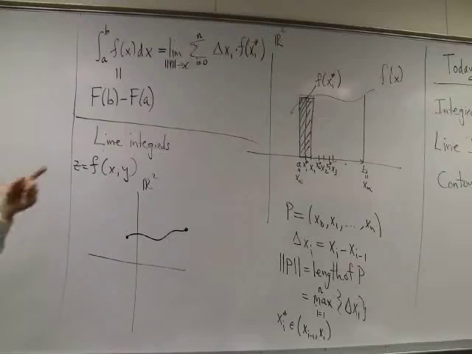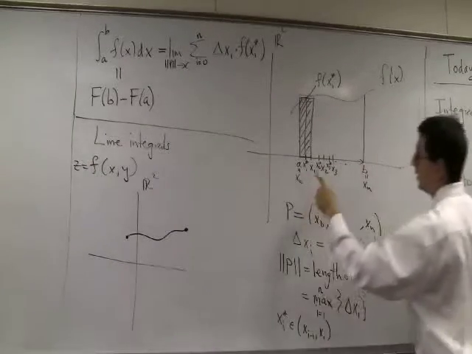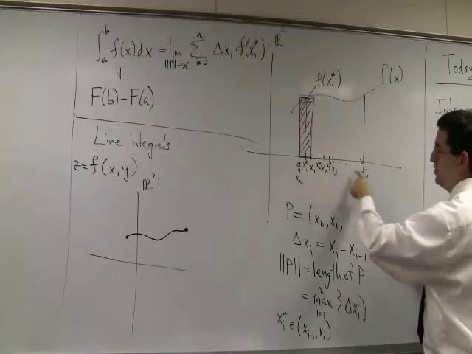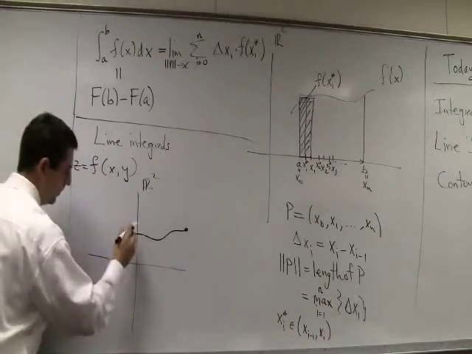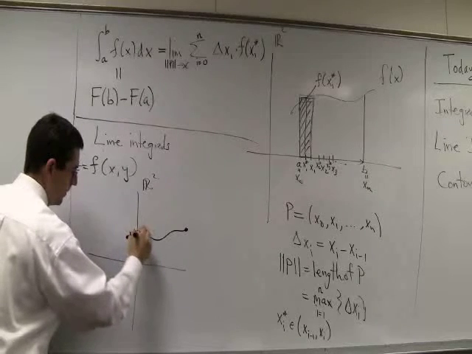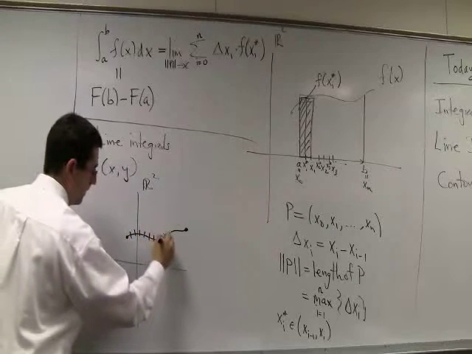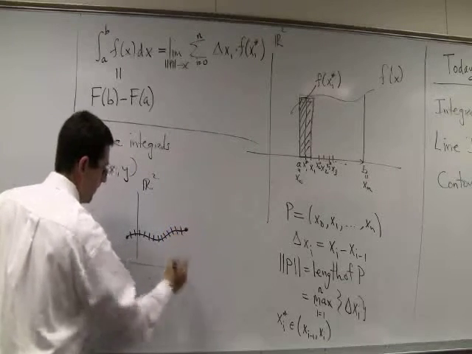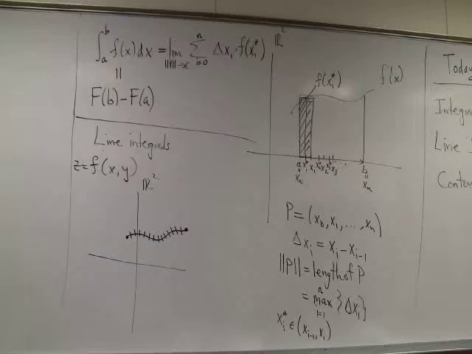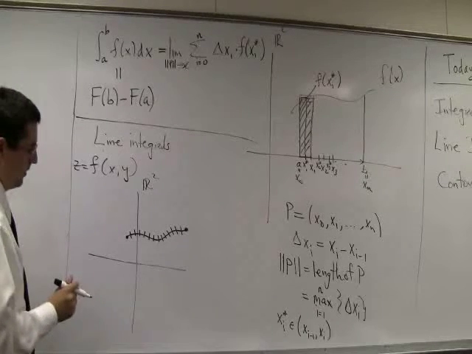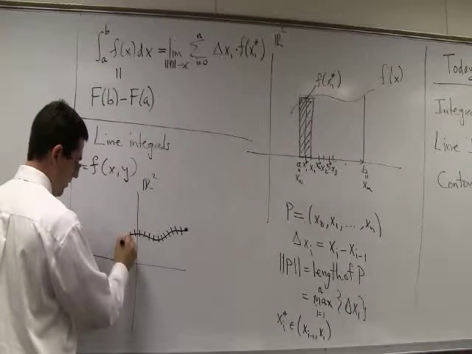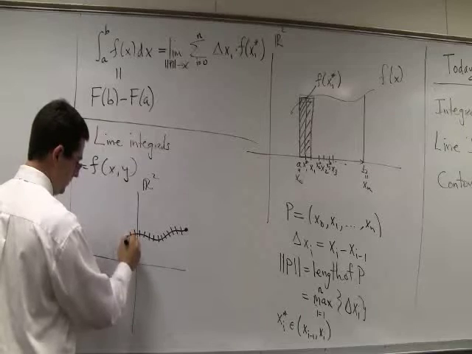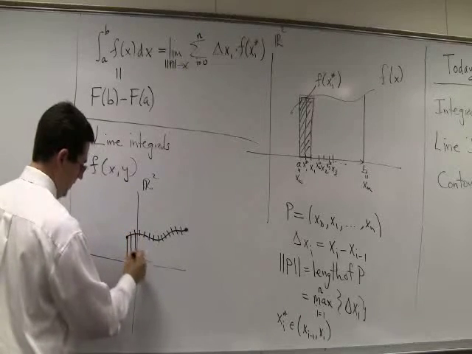So how do we do it? Let's go back over here. The first thing you did, you partition your segment. Well, let's partition this. Let's break it up. Looks like a little railroad track. Now let's project down each of these points onto the x-axis.